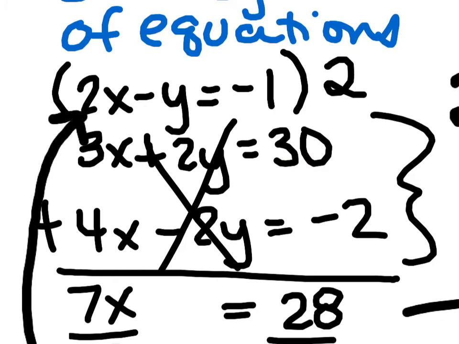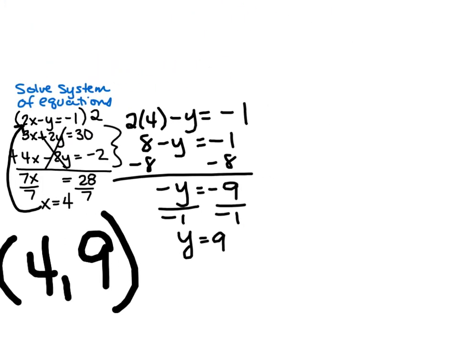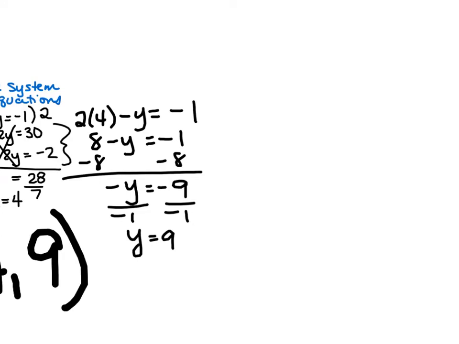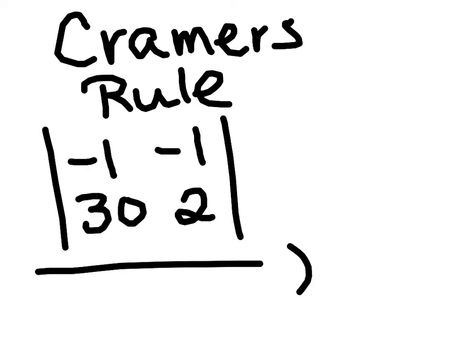So I have a -1, a -1, a 2, and a 30. However, for the first numerator, the x numerator, you actually go backwards. So you start at the end and you come in. So it would be -1, -1, 30, and 2. That is going to be the numerator of my x value.